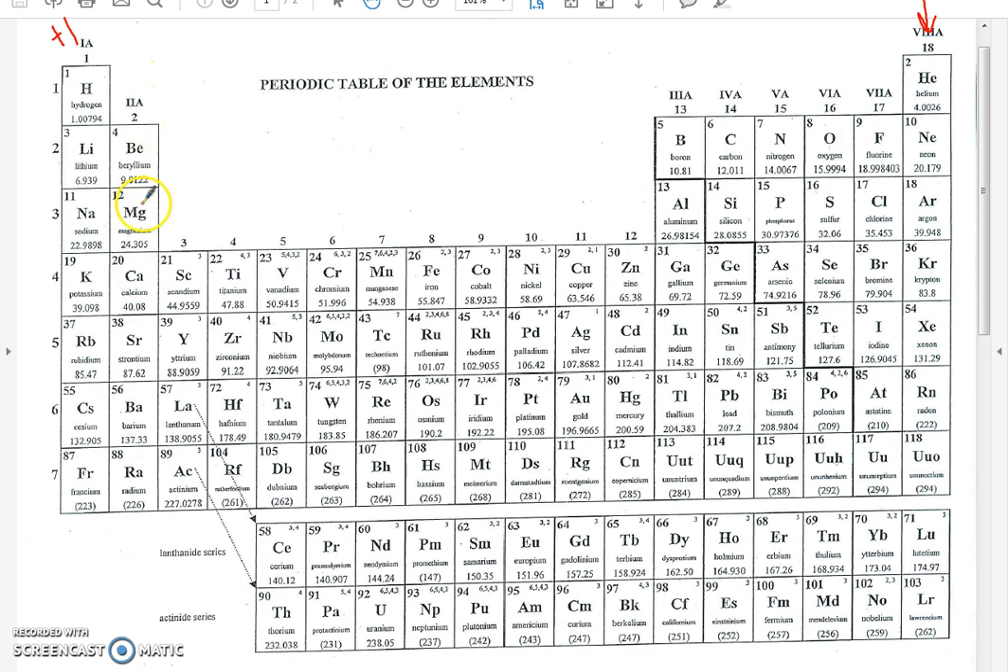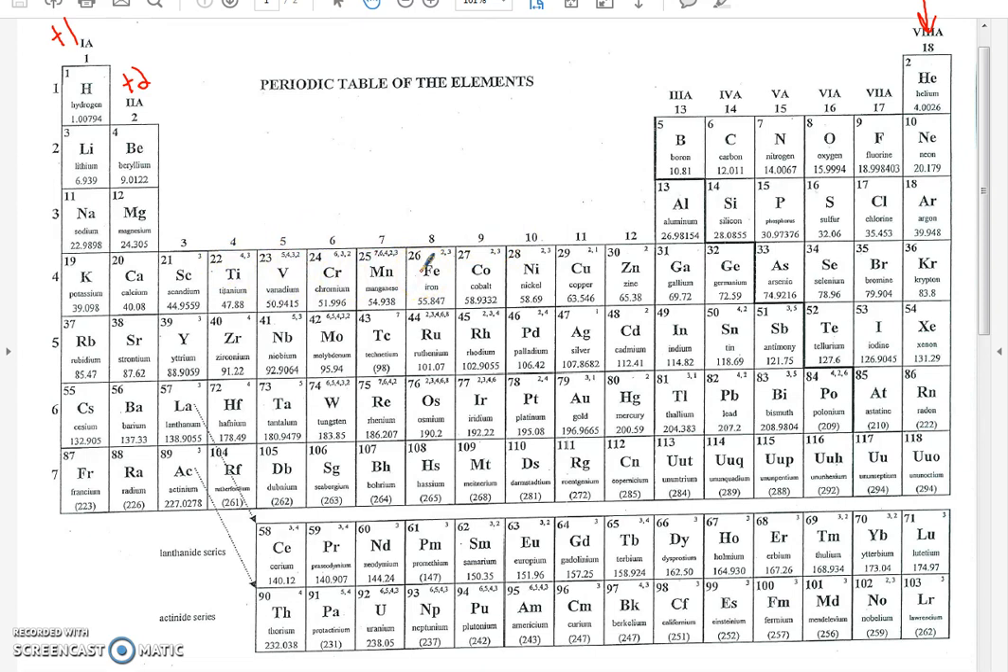Beryllium, this second column here, they will lose 2 electrons. So magnesium, for example, will lose 2 electrons to become like neon. It's a lot easier than gaining 6 to be like argon, so that's a positive 2. The transition metals we skip for oxidation numbers.